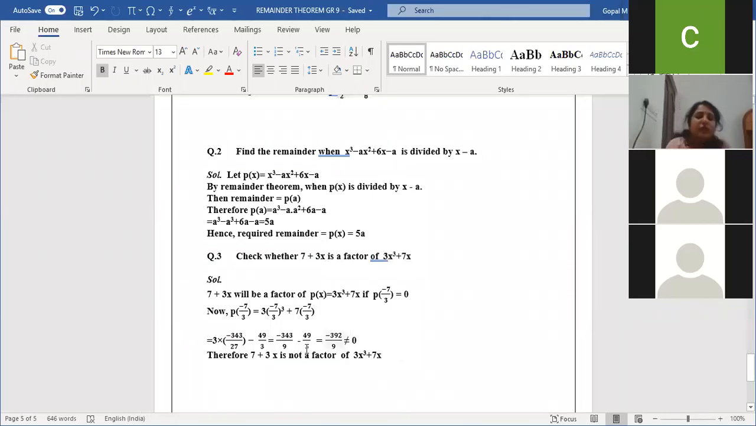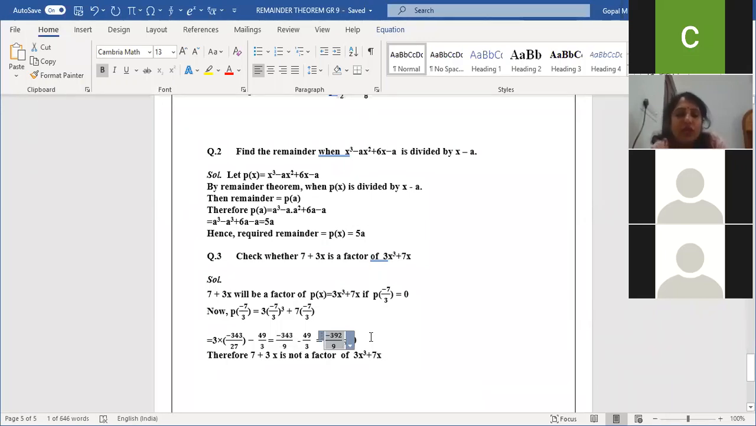Then here, 7 into minus 7, 7 sevens are 49. Minus 49 by 3. Am I clear? So this 3 and 27 will cancel. 3 ones are 3, 3 nines are 27. So this becomes minus 343 by 9, minus 49 by 3. If I take LCM for 9 and 3, after solving, I'll be getting the answer minus 392 by 9. Is this equal to 0?